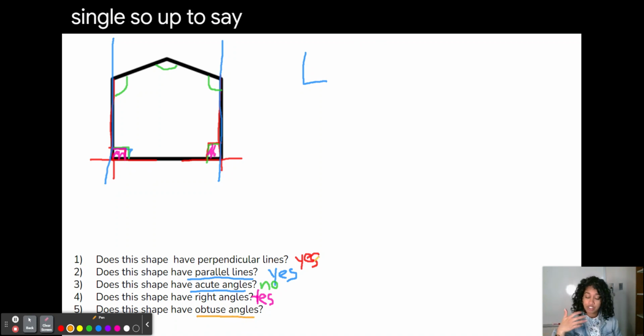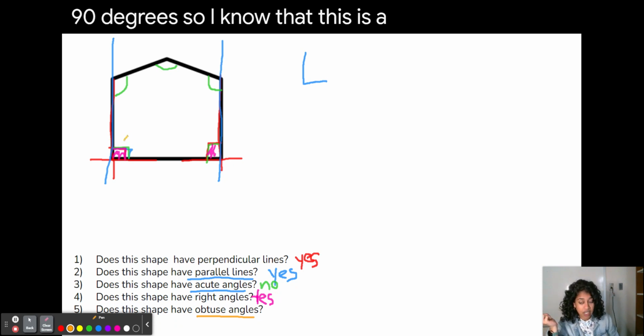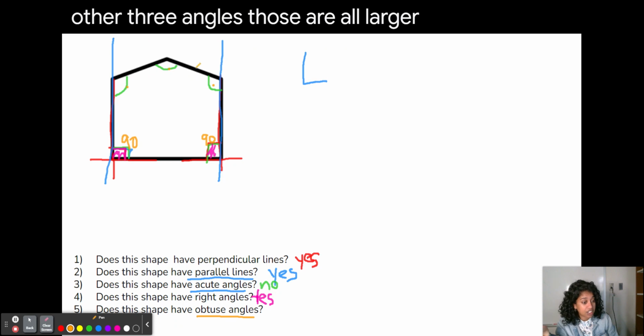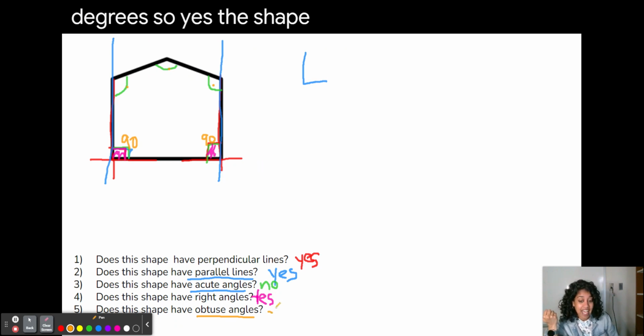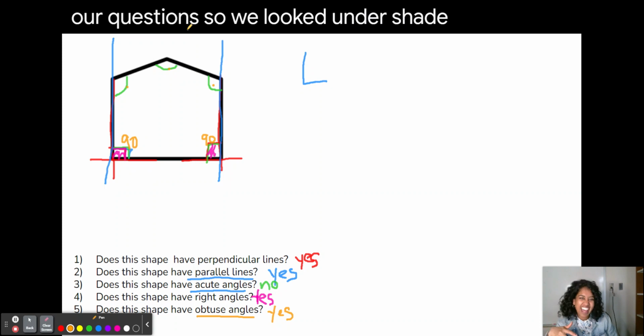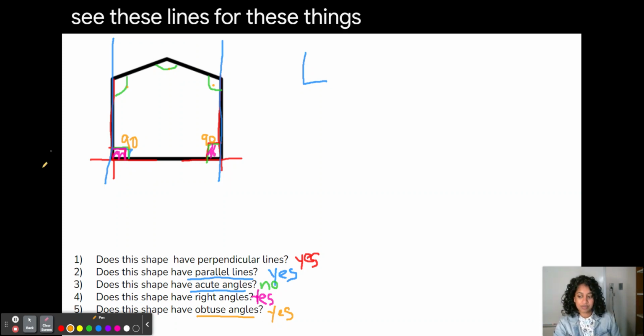And our last question is, does this shape have obtuse angles? Obtuse angles are angles that are larger than 90 degrees. I know that this is a 90-degree angle right over here, and that one's also a 90-degree angle, so those aren't obtuse. But if I look at my other three angles, those are all larger than 90 degrees. So yes, the shape does have obtuse angles. Okay, so we answered our questions. We looked at our shape, and we had to make some observations and see if we can see these lines or these angles.